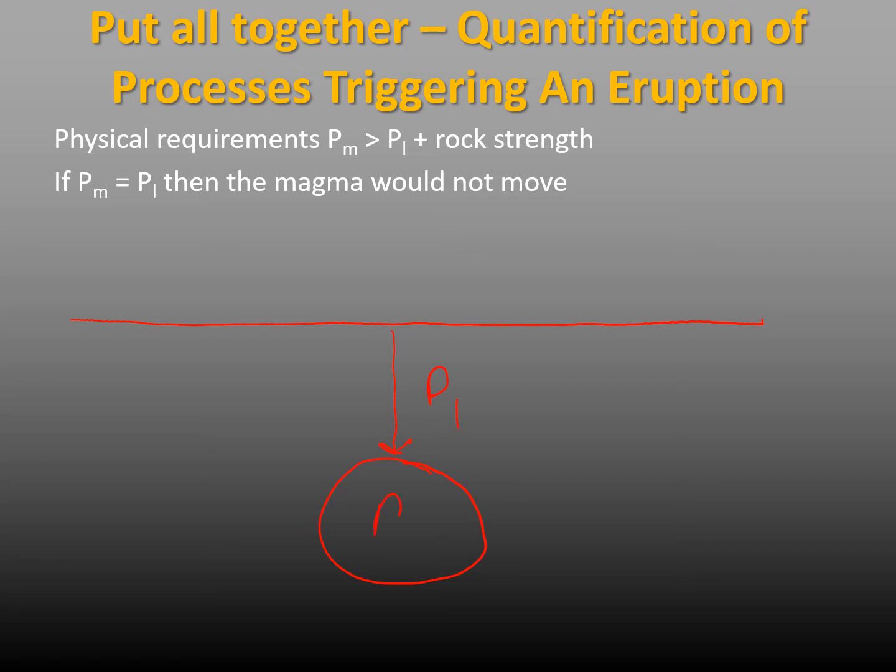Now, if it's in equilibrium, the pressure in the magma is going to be doing what? Pushing back up at the same amount, right? If that's the case, is the magma going to move? No, so you need more magma pressure than lithostatic pressure, right? So let's say you had more magmastatic pressure than lithostatic. Does that mean it's automatically going to move?